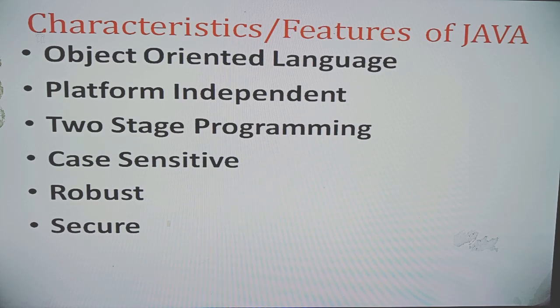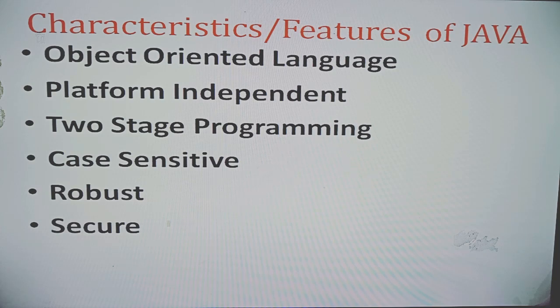Now next is two-stage programming language. As I already explained during the Java compilation process, each Java program executes at 2 different stages. On stage 1, the Java source code is compiled by the Java compiler and bytecode will be generated. And on stage 2, bytecode will be interpreted by the JVM and an output will be generated. So this is the reason that two-stage programming language is also one of the features of Java.